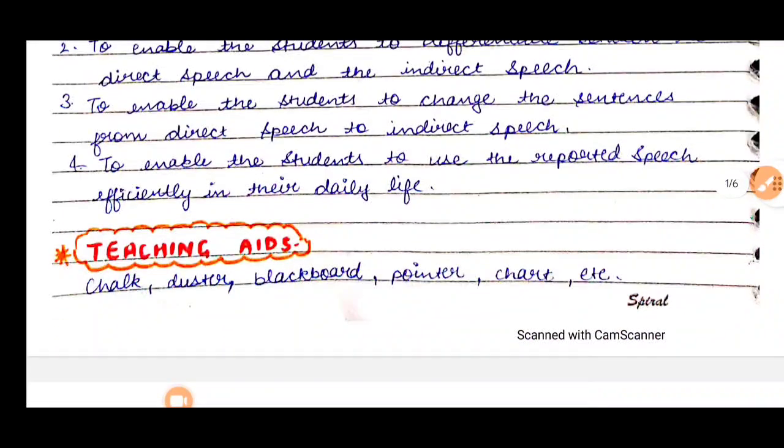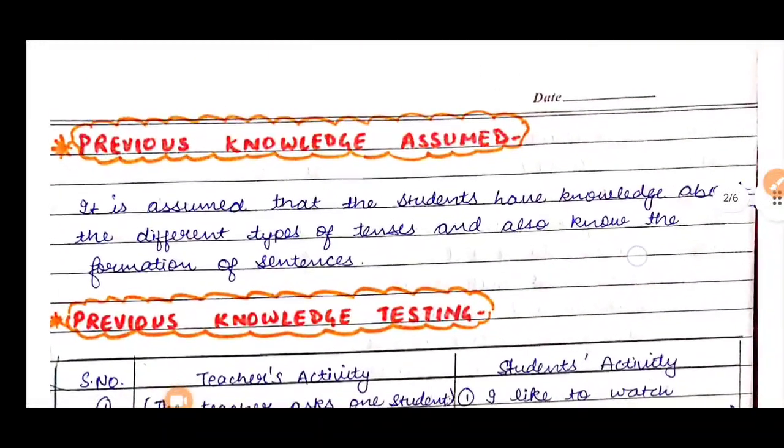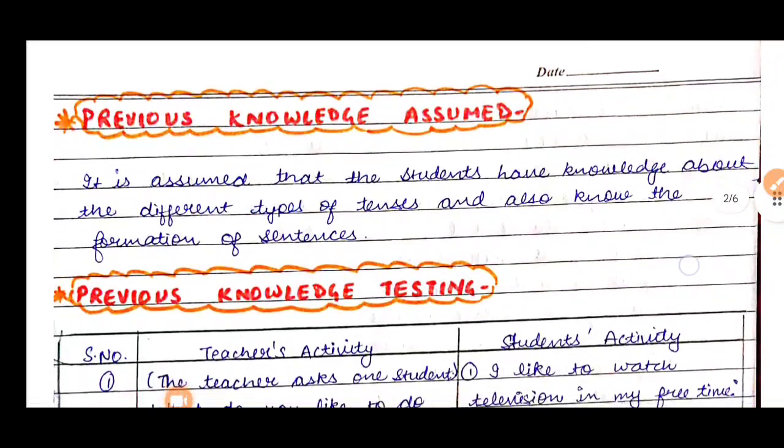Next heading comes teaching aids. In teaching aids, we write all the material required by the teacher to teach the lesson, like chalk, duster, blackboard, pointer, chart, whatever you need, you write here. After that, the next heading comes previous knowledge assumed.